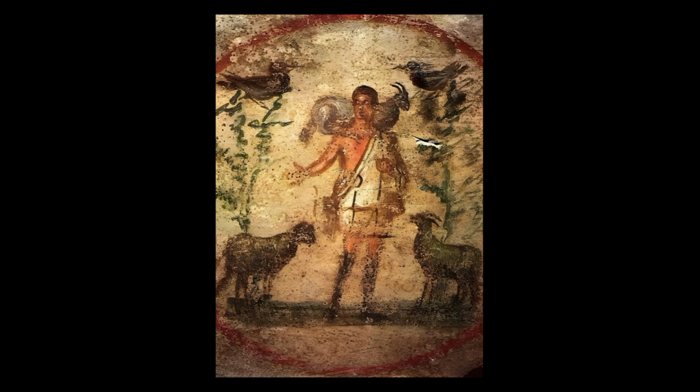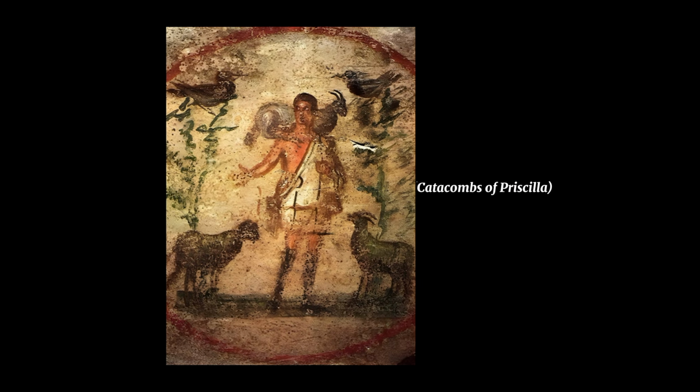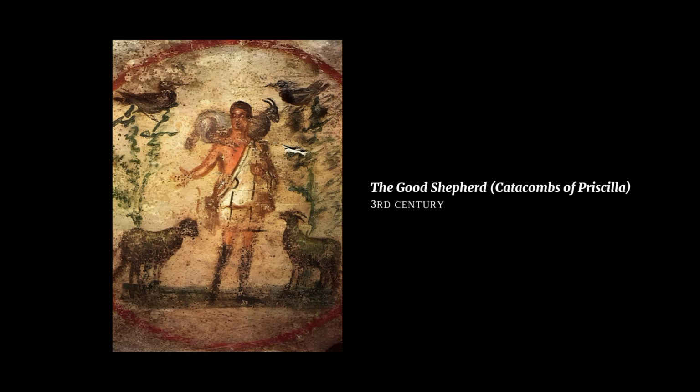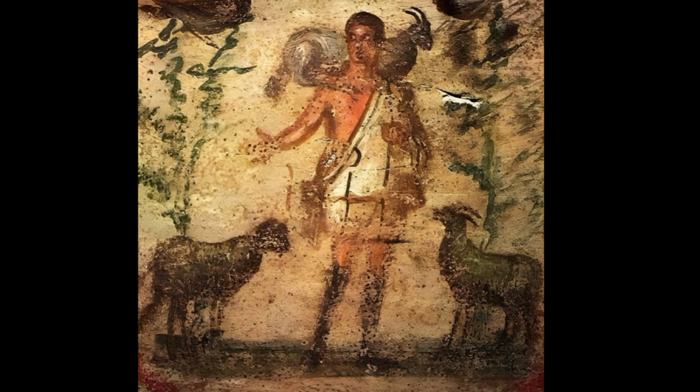The 3rd century. In the catacombs of Priscilla, beneath the streets of Rome, early Christians quietly decorated their burial spaces. Here, Jesus appears as the Good Shepherd. He is young, beardless, with short curly hair, carrying a lamb over his shoulders. Other sheep graze nearby, in a peaceful pastoral setting. He looks less like a divine ruler, and more like an ordinary Roman youth.